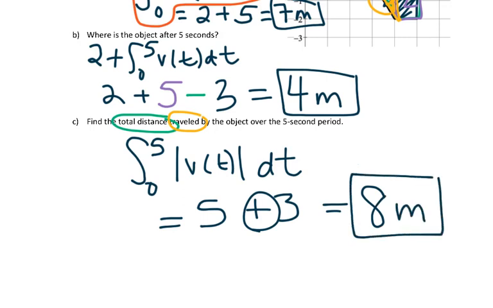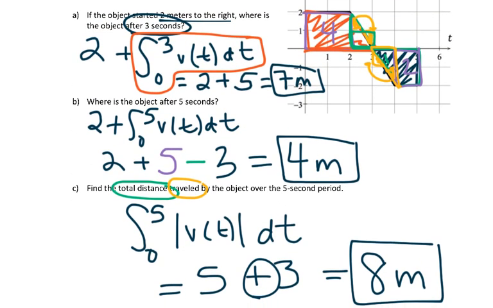Okay, so these are slightly different. Remember, 8 meters is the total distance traveled, but the 7 meters and the 4 meters that you see here are how far it is from where it started.